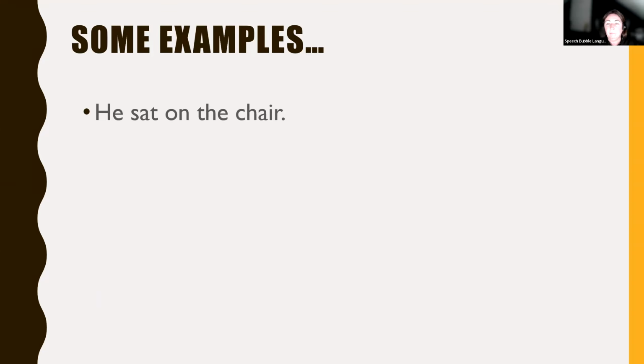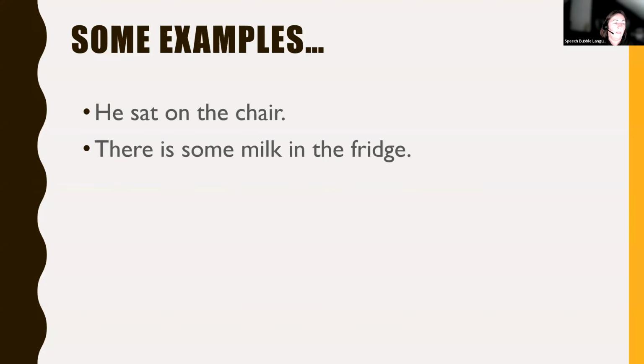So the first one, he sat on the chair. It's telling you about the position of the person. There is some milk in the fridge. Again, it's telling you about the position of the milk and where it is.